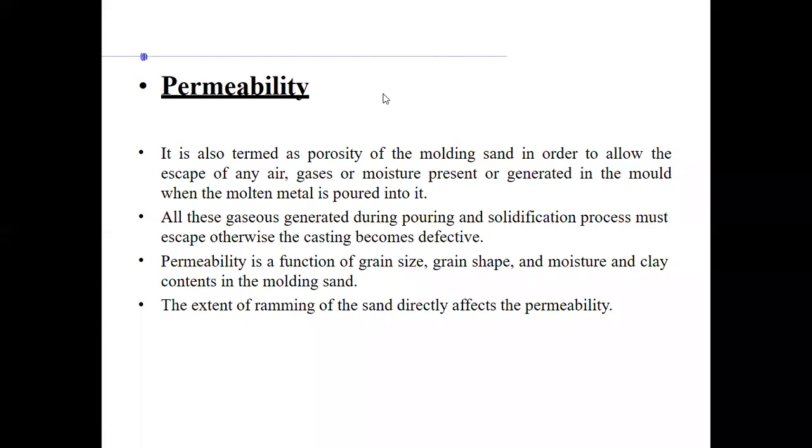Because those gases would be present inside the casting, right? If they are not allowed to escape, they will either be on the casting surface or inside the casting. So you have voids, basically gaps inside the solid material. So that's what makes the casting defective.